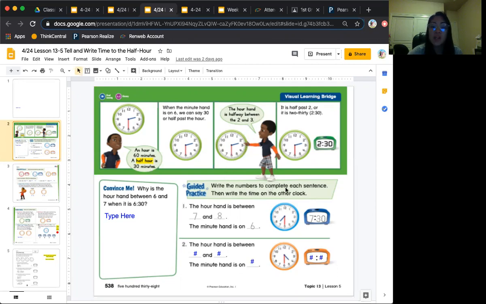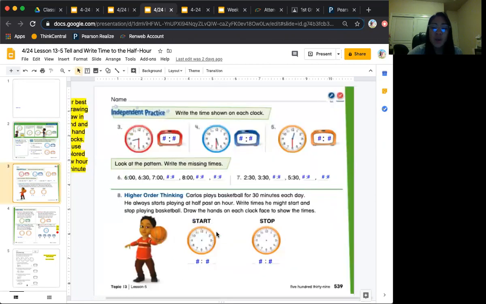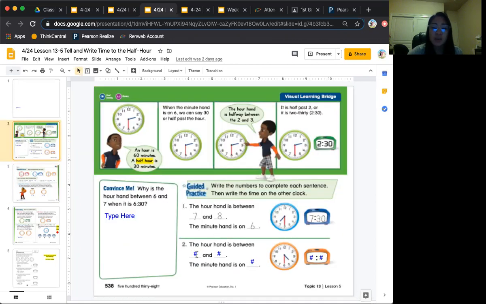Write the numbers to complete each sentence, then write the time on the clock. So you have missing numbers here. The hour hand is between which two numbers? And the minute hand is on the number.